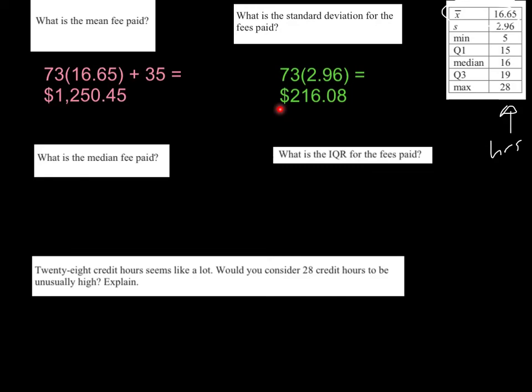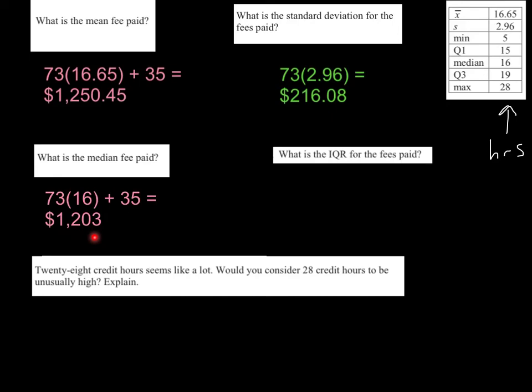Let's move on to median and IQR. What's the median amount charged? Again, median, measure of position, so it's going to get both the scaling and the shifting. 73 times 16 plus 35, 1203.